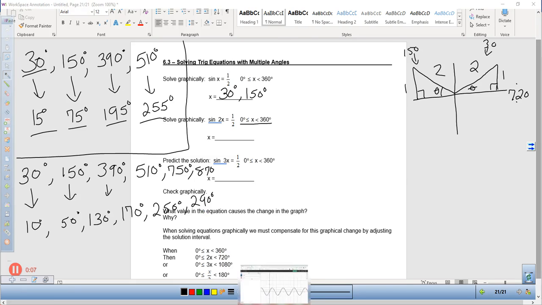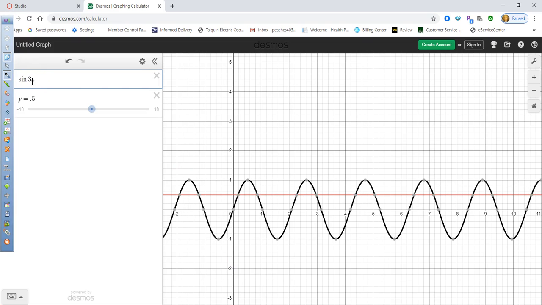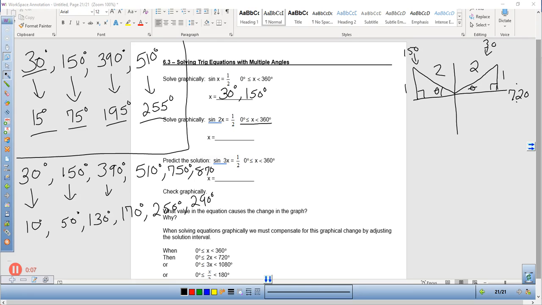Now, just to double check us, if I were to change this to a 3x, notice that it has shrunk horizontally, and I've got 1, 2, 3, 4, 5, 6 angles before the 0 to 360 mark. Okay.